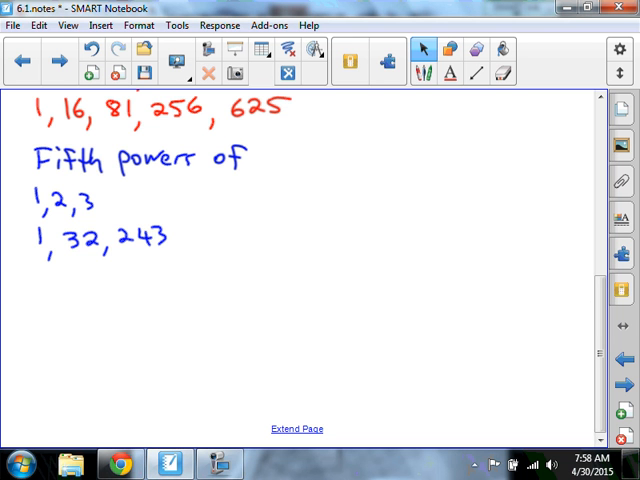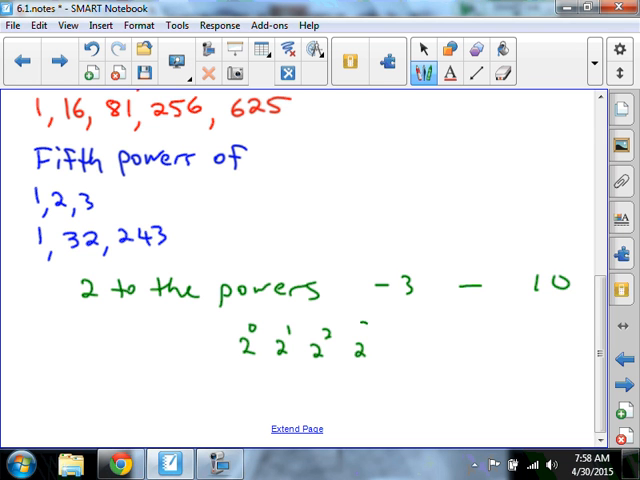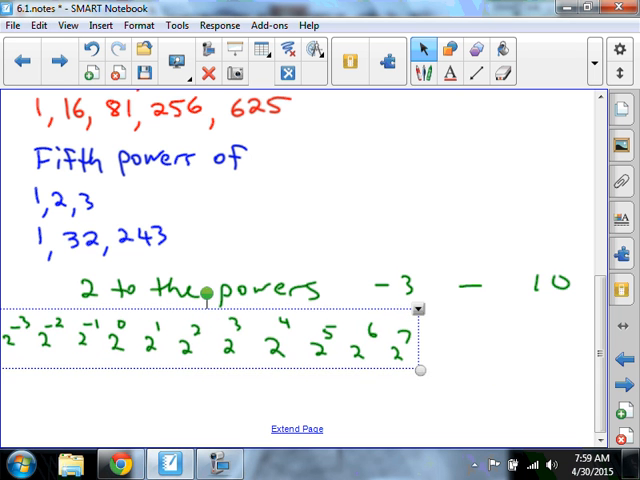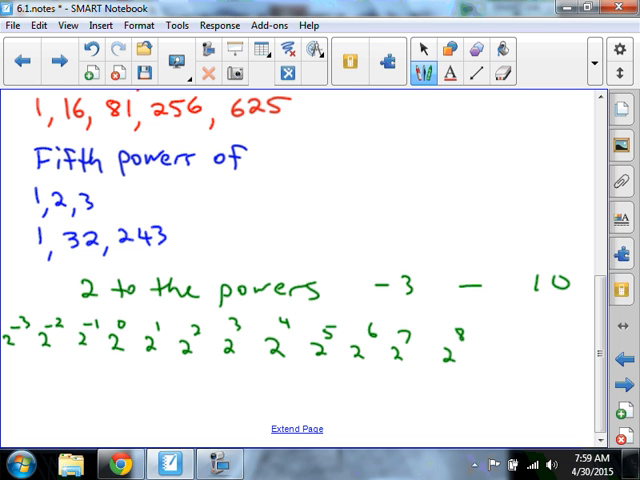Finally, one more thing on this. You should know powers of 2 all the way up to 10, actually 2 to the powers negative 3 through positive 10. In other words, if I said, what's 2 to the 0 power? What's 2 to the first? 2 squared, 2 cubed, 2 to the fourth, 2 to the fifth, 2 to the sixth, 2 to the seventh, 2 to the negative first, 2 to the negative second, 2 to the negative third. And I'm going to slide all those down here. 2 to the 8th, 2 to the 9th, and 2 to the 10th. You should know all those as well.